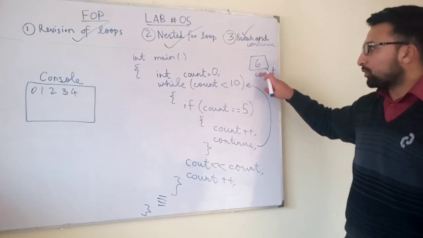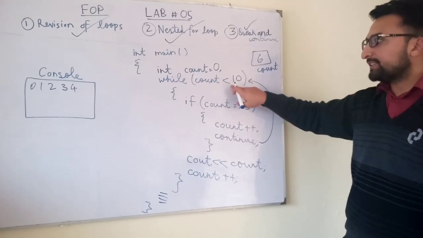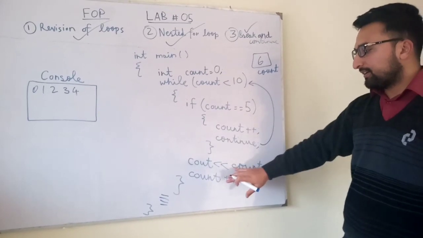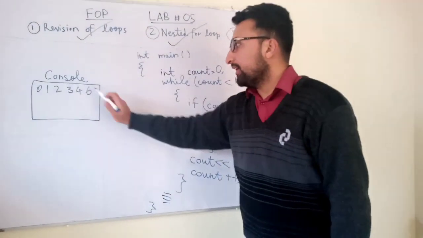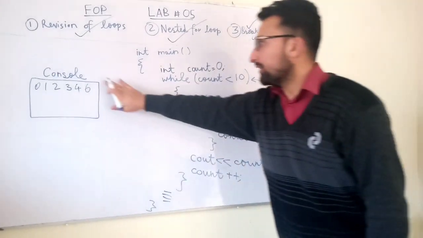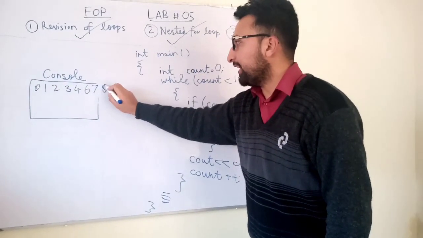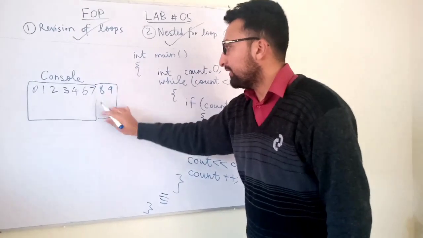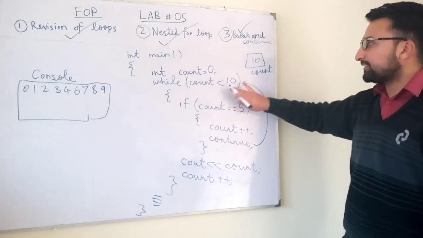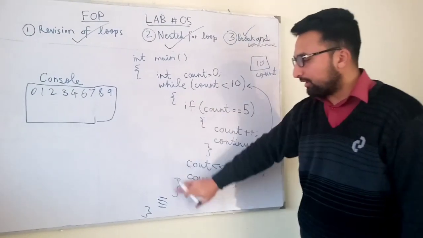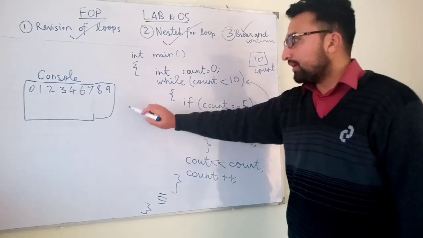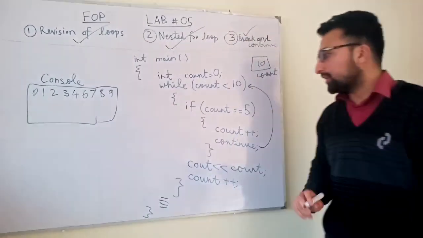It goes back, count holds the value 6 now, and 6 is less than 10. This statement will get skipped again. 6 will be printed on the screen. Count plus plus, 7 will get printed on the screen. 7, 8, 9, and then count plus plus will become 10. 10 is less than 10 is a false statement, and the whole of the while bracket gets skipped. So you see 5 does not get printed on the screen here.